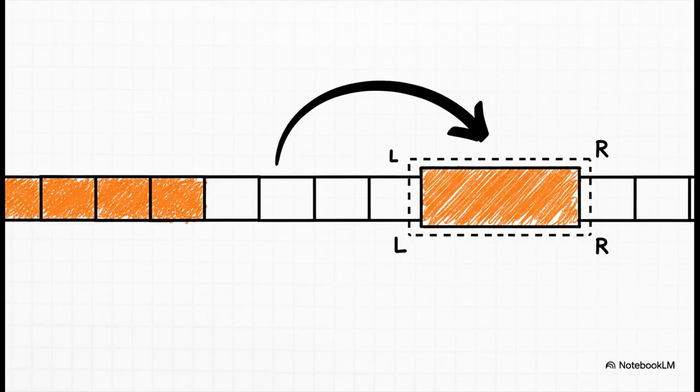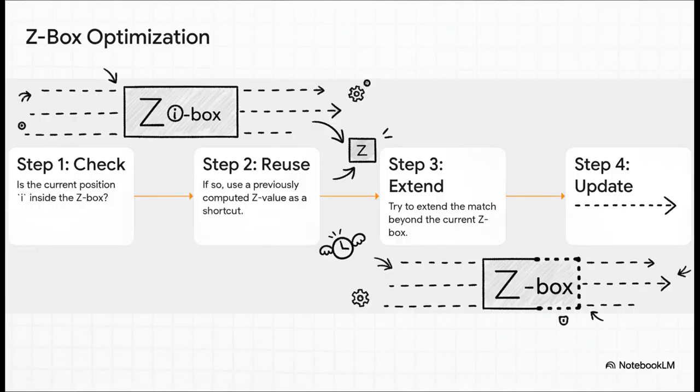The absolute key to this is something we'll call a Z-box. Just think of it as a sliding window. It has a left and right boundary, L and R, and this box always covers the rightmost chunk of the string that we've already confirmed is an exact copy of the prefix. So here's the trick. As we're scanning along the string to compute our Z values, if our current position i happens to fall inside that Z-box, we get a major shortcut.